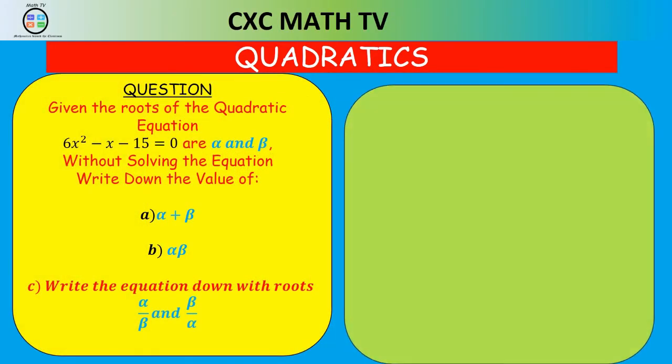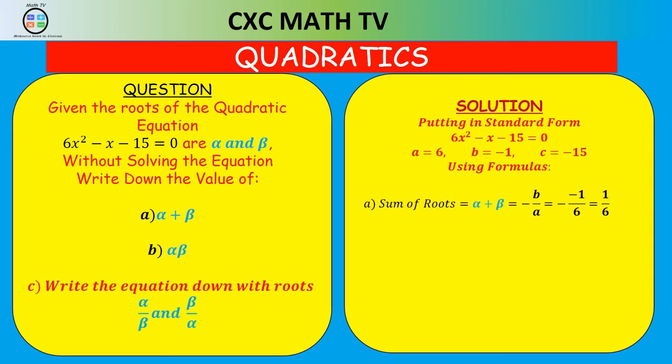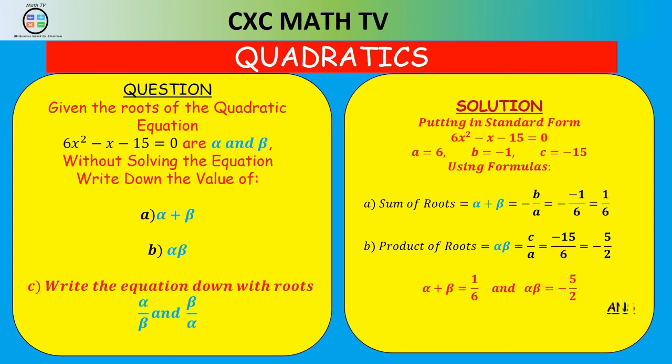Alright, so the first part is straightforward. The sum of the roots, which is alpha plus beta, is minus b over a. So that is negative 1 over 6, which is 1 over 6. Cool. Now the product of the roots, which is alpha times beta, is then c over a. So that is now negative 15 over 6, which works out to be minus 5 over 2. So we can write down that alpha plus beta is 1 over 6 and alpha beta is negative 5 over 2.